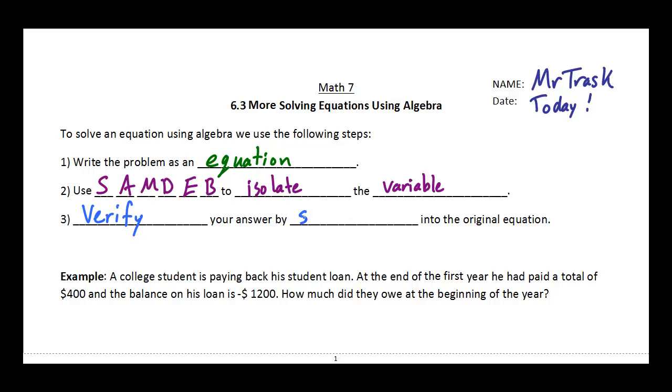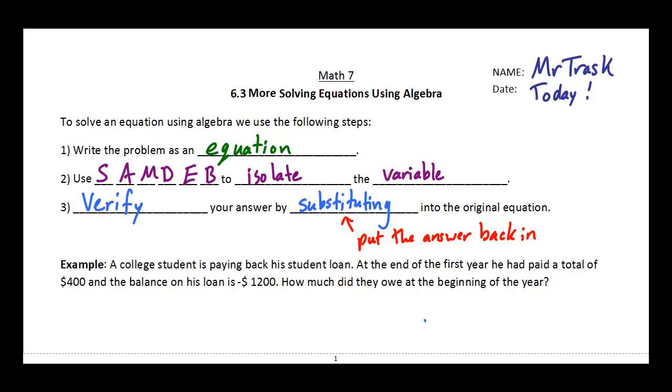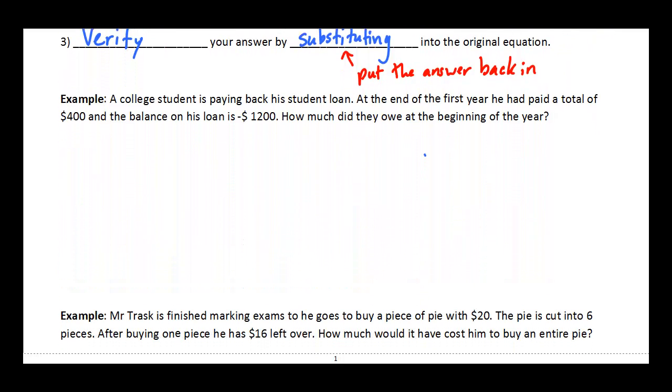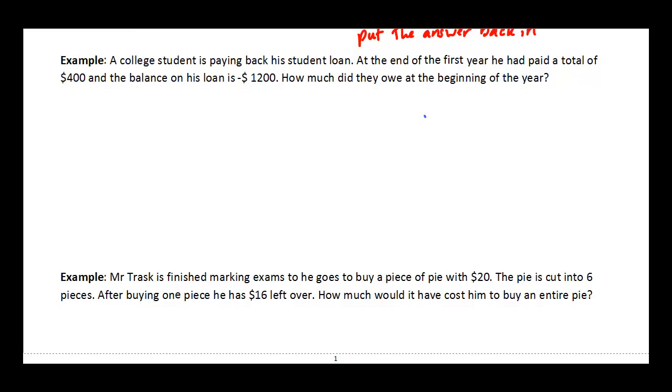by substituting your answer back into the original equation. Substituting just means to put the number back in, or to put the answer back into the equation. Okay, so we're going to take a look at a couple of examples of slightly different situations here.